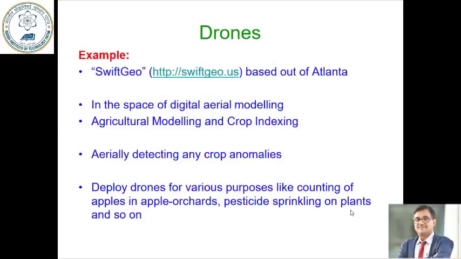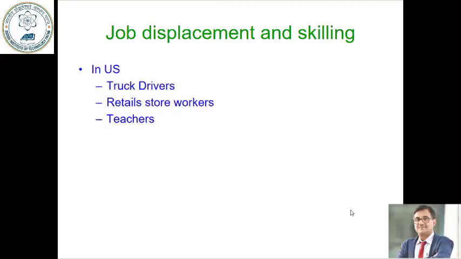I myself saw a system called Swift Geo, which creates drones, and they aerially detect any kind of crop anomalies. So they have created agricultural modeling and crop indexing for an area. So this is a system which drafts drones to do various kind of useful agricultural tasks. Now, in this scenario, of course, job displacement can come, and people who are displaced because of AI should be reskilled to take up more sophisticated jobs.